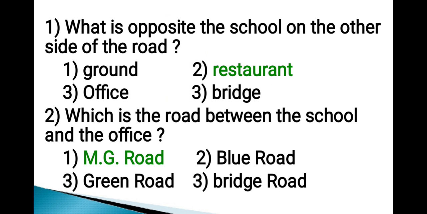Next question, which is the road between the school and the office? Options are MG Road, Blue Road, Green Road and Bridge Road. Out of these four options, option number 1, that is MG Road, is the correct answer, which is the road between the school and the office. Hence, the correct answer is option number 1.